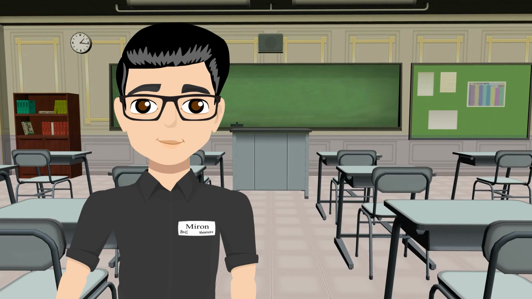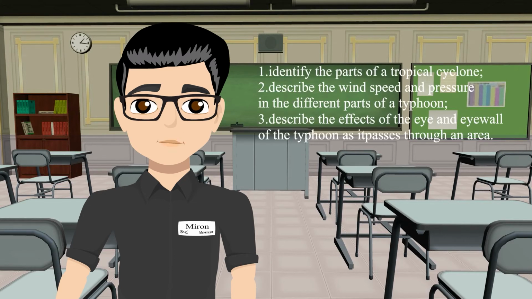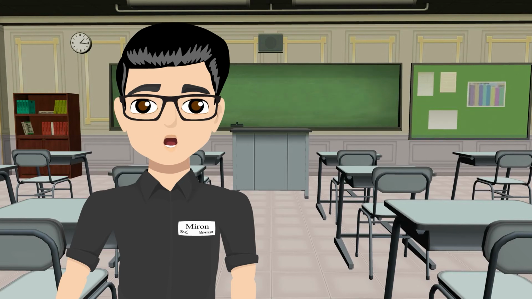These are the specific objectives for lesson 2. Number 1 is to identify the parts of a tropical cyclone. Number 2 is to describe the wind speed and pressure in the different parts of a typhoon. Number 3 is to describe the effects of the eye and the eye wall of the typhoon as it passes through the area. And also don't forget to answer the pre-test.